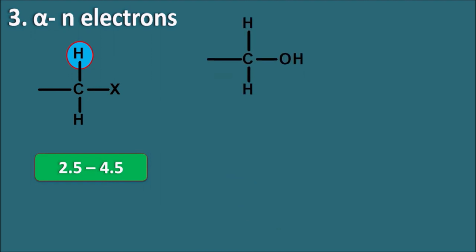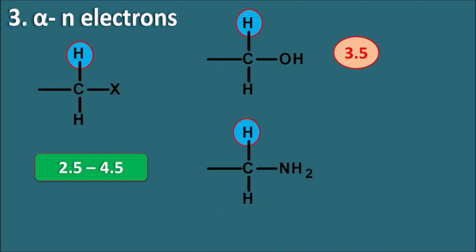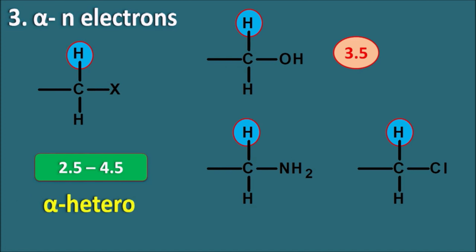For example, we can take the alcohol. In the alcohol, the protons adjacent to this OH group will fall in a chemical range of 3.5. That means it is in the range of 2.5 to 4.5. Similarly, we can observe the other types of protons like in the amines as well as in the alkyl halides. In all these, the protons which are present alpha to the heteroatom are falling within 2.5 to 4.5. So we can simply remember this range as alpha hetero. Alpha hetero will fall in 2.5 to 4.5.